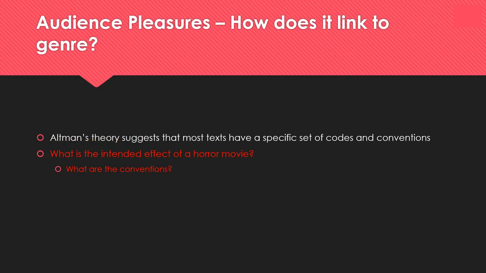So how can we link the audience pleasures theory? Basically, he's suggesting that most texts have a specific set of codes and conventions. So what's the intended effect of a horror movie? What are the conventions? I would say that the intended effect of a horror film is to feel a visceral pleasure, to either be scared or excited. What are the conventions? In horror films, they tend to have dark lighting, eerie music, props such as sharp knives and other kinds of dangerous weapons. You might also have a lot of screams going on, and you might have a particular type of character, so people that are almost certainly going to be killed in the movie.